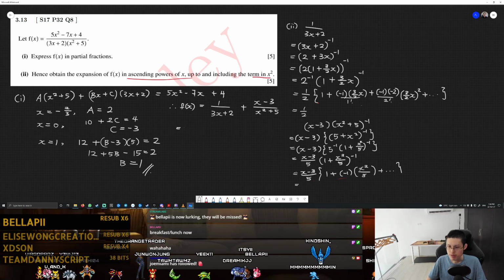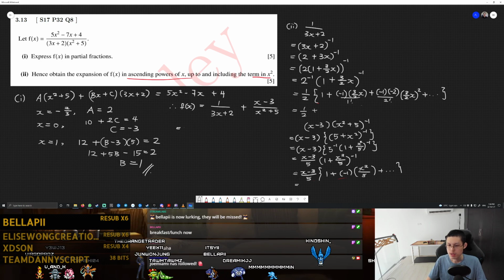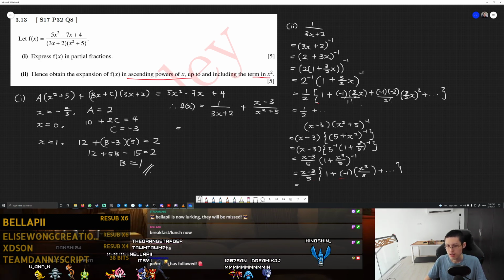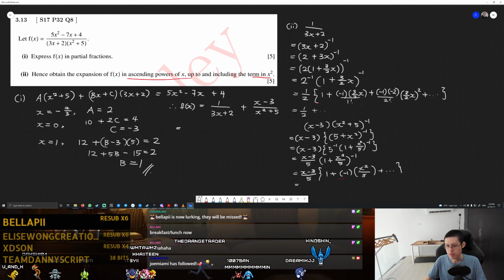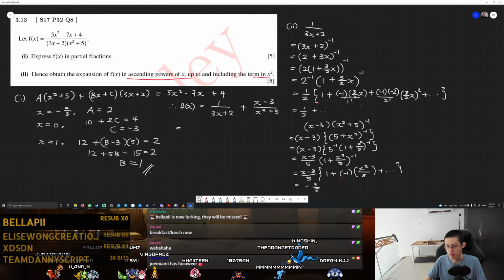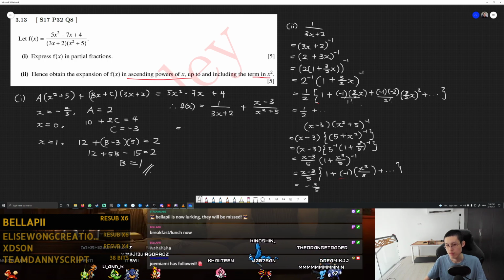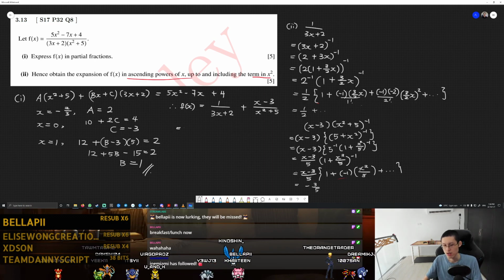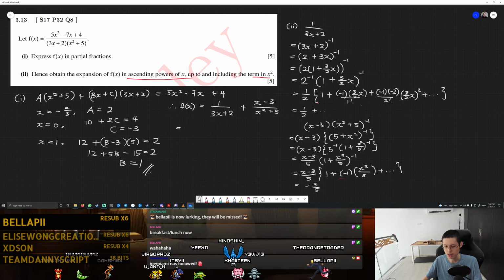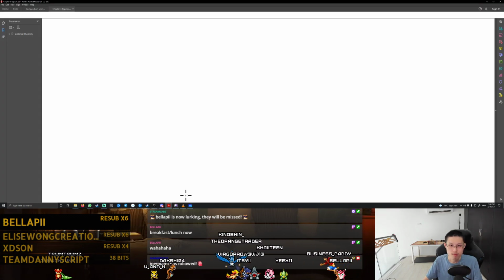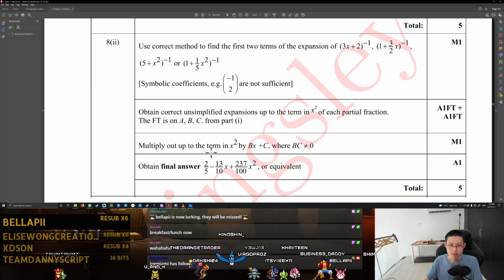This should be a half plus something. This one should be -3 times 1, so it's -3 over 5. So if you add them together, you should have 1 over 2 minus 3 over 5, which is -1 over 10. The answer is 2 over 5.